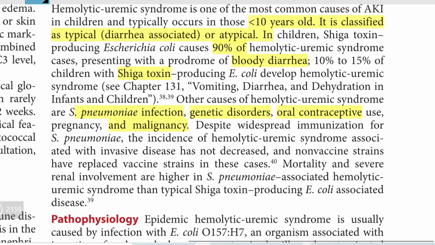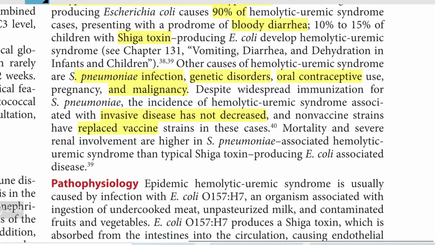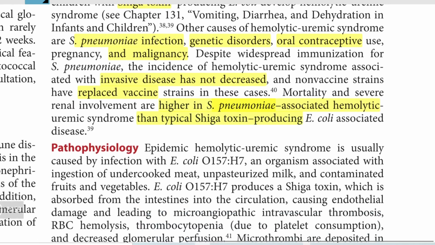Despite widespread immunization for strep pneumoniae, the incidence of hemolytic uremic syndrome associated with invasive disease has not decreased, and non-vaccine strains have replaced the vaccine strains. Mortality and severe renal involvement are higher in strep pneumonia associated hemolytic uremic syndrome than in typical Shiga toxin associated E.